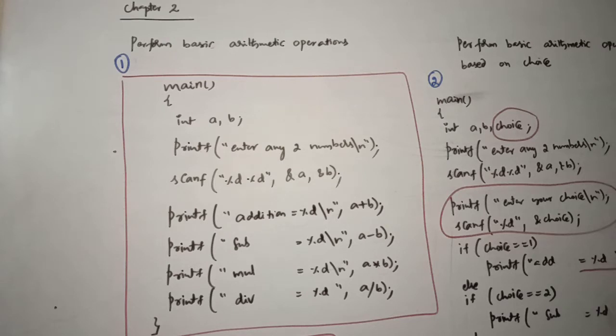Look at the statements clearly. Look at the declaration part, int a comma b, and look at the scanf statement. Look at all the four printf statements: a plus b, a minus b, a multiplied by b and a by b. Subtraction, you just fill it. Multiplication, division, I have just given the gap there, you just fill it clearly. So you read any two numbers and perform all the operations.